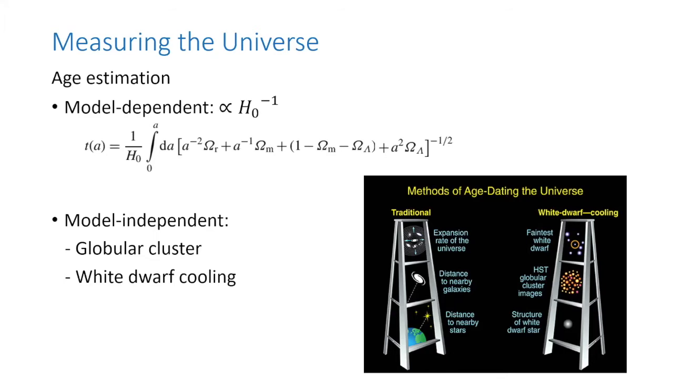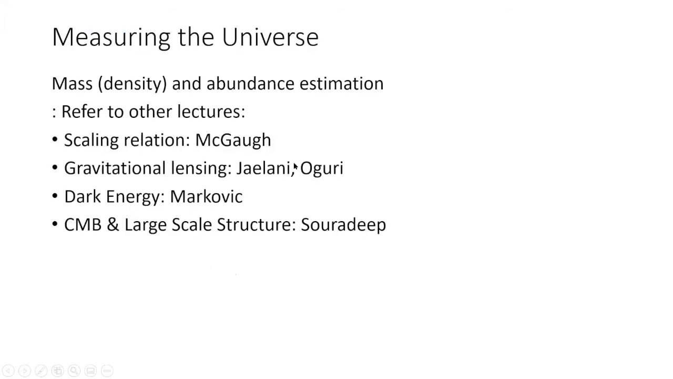So what people do is compare the number they got from the independent method with the model-dependent one, and that gives you a constraint on various things, but the easiest one would be the rate of expansion of the universe, which is H naught. There are other things that we need to measure, like the density, which we haven't talked about how to measure. Those I would refer to other lectures.